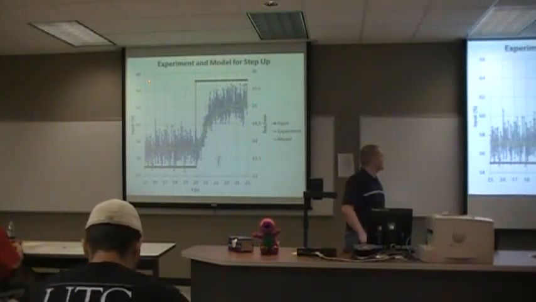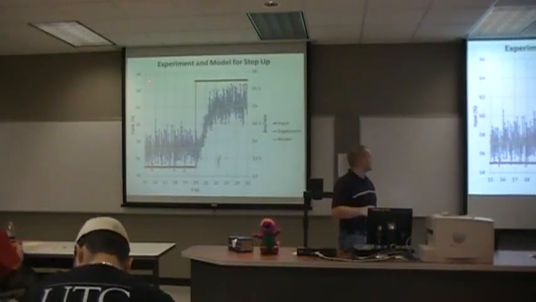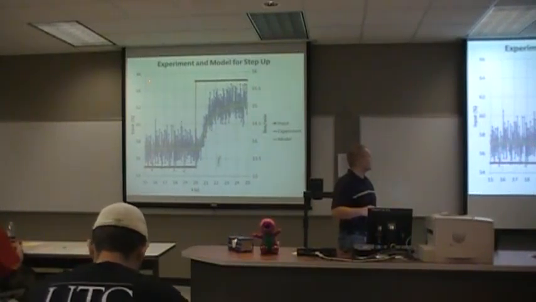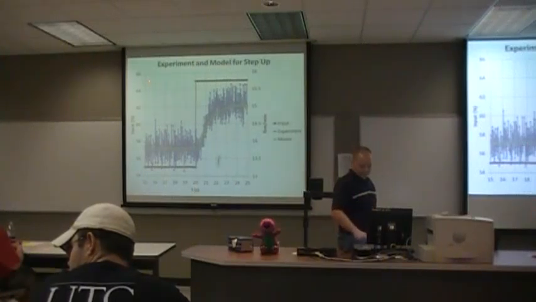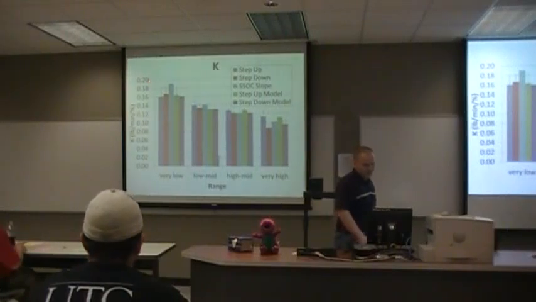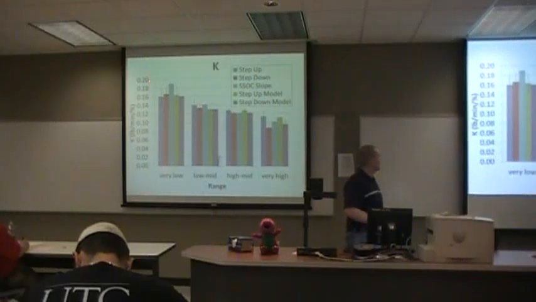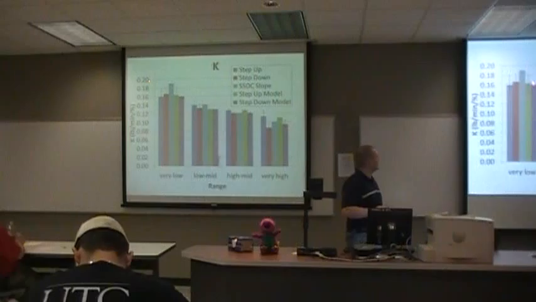This is a model overlaid for one of our experiments. The green line is the model, and it pretty well overlays consistently with that. We have a lot of variation within the actual data, but it's basically along the center line. These Ks also include the model and SSOC, and again within each range they're fairly consistent, with the exception of the SSOC slope, which is a little bit higher than the low range.